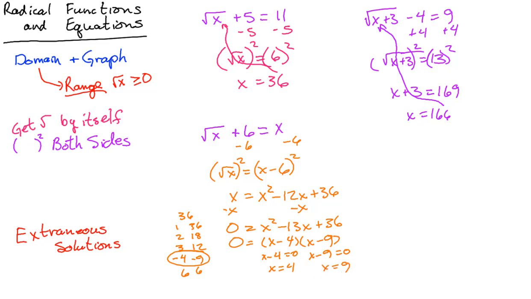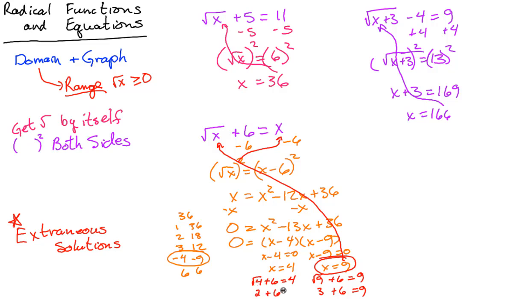Now, you remember what happened right here with the extraneous solutions. It's possible that in this squaring thing, we picked up an answer that doesn't work. So we've got to stick this back up here for both x's to make sure this works. Let's stick in the 9, and we get the square root of 9 plus 6 equals 9. Square root of 9 is 3 plus 6 equals 9. True. This is an answer. Let's try 4. Square root of 4 plus 6 equals 4. Square root of 4 is 2 plus 6 equals 4. Is that a true statement? It is not a true statement.